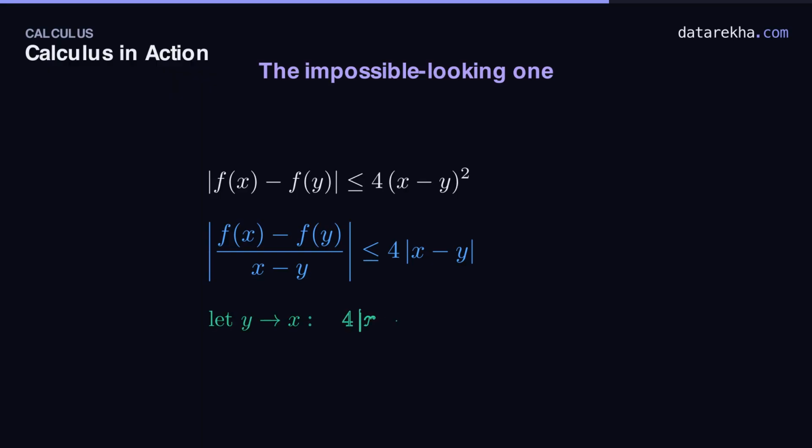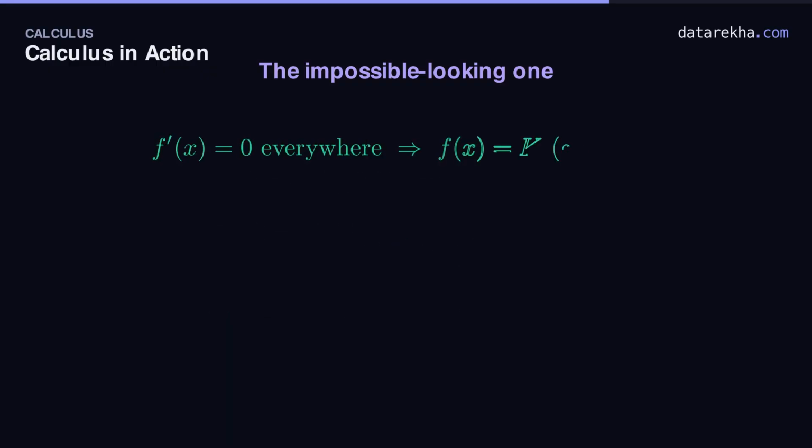Now let y slide toward x. The right-hand side, 4 times the shrinking gap, is squeezed straight to 0. But the left-hand side is heading for the very definition of the derivative. So the absolute value of f prime is trapped at 0. And a function whose derivative is 0 at every single point cannot go anywhere. It must be a flat constant. Call it k. That's the whole game.